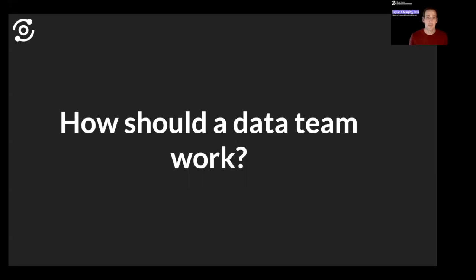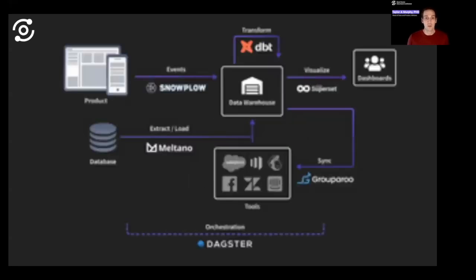Now, how should a data team work? Well, looking at this conference in particular, and then the conversations that are happening around the modern data stack, we see data teams as building a data product. They're building products and adding tools to the tool chain to achieve the outcomes of the goals of the team, which is to help the company make better decisions.